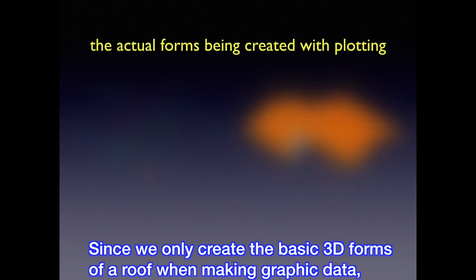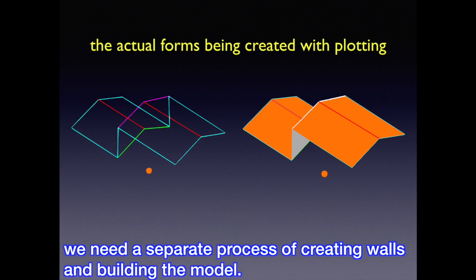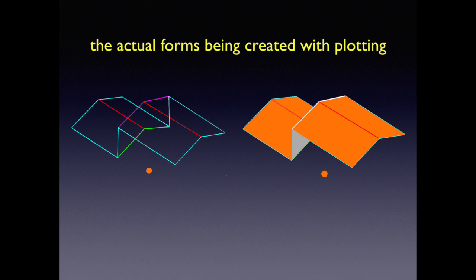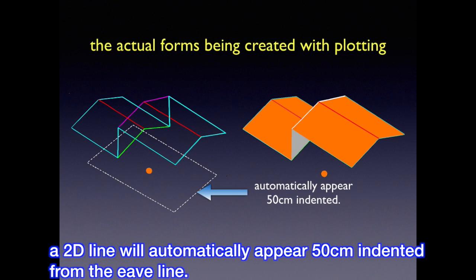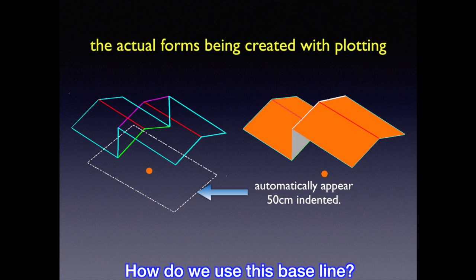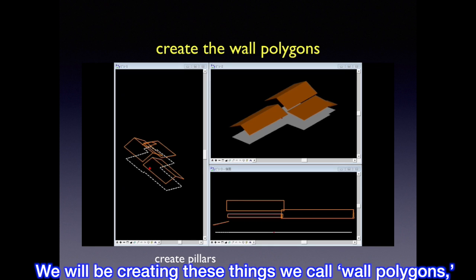Since we only created the basic 3D forms of a roof when making graphic data, we need a separate process of creating walls and building the model. As to how to do this, for example, a 2D line will automatically appear 50 cm indented from the eave line. How do we use this baseline? Let's take a look. We will be creating these things we call wall polygons.